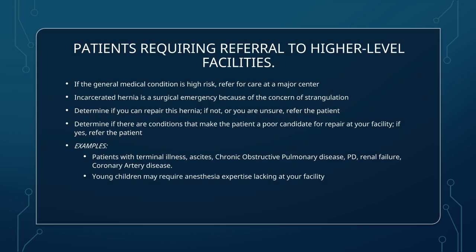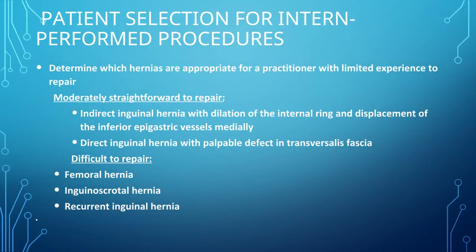Ask yourself 3 questions. 1. Is this an emergency? E.g., incarcerated or strangulated? 2. Is the patient fit for surgery at my facility? Patients with severe COPD, ascites, or multiple comorbidities often need referral to a higher level of care. 3. Am I capable of repairing this specific hernia? Large, recurrent, or scrotal hernias are more complex. When in doubt, refer.